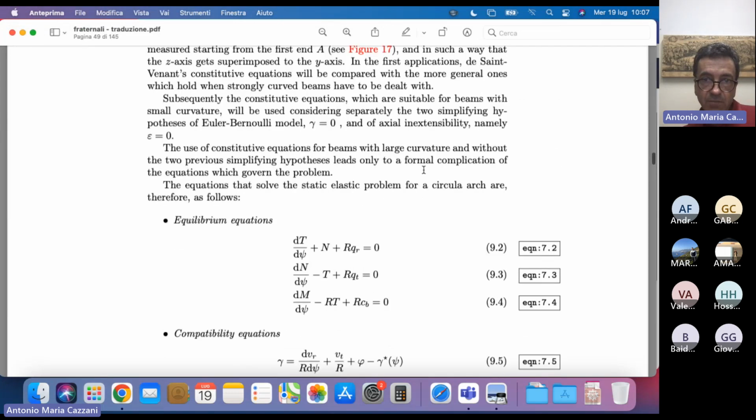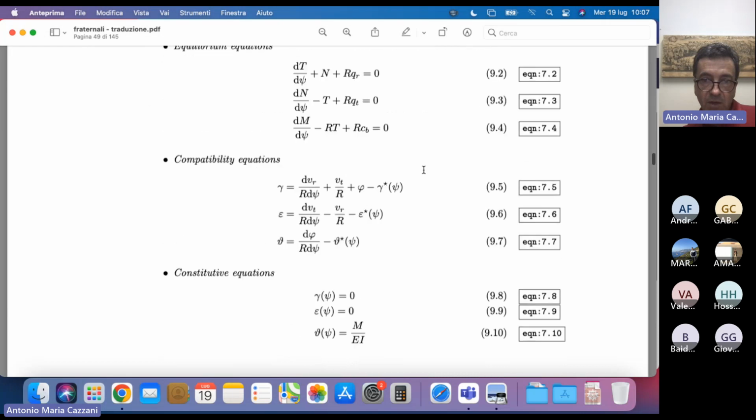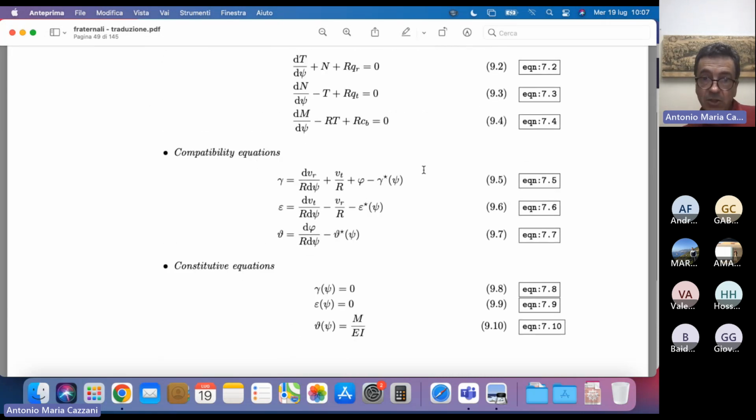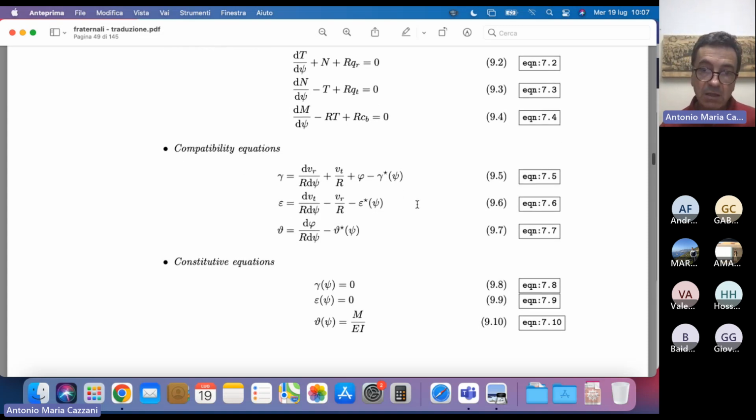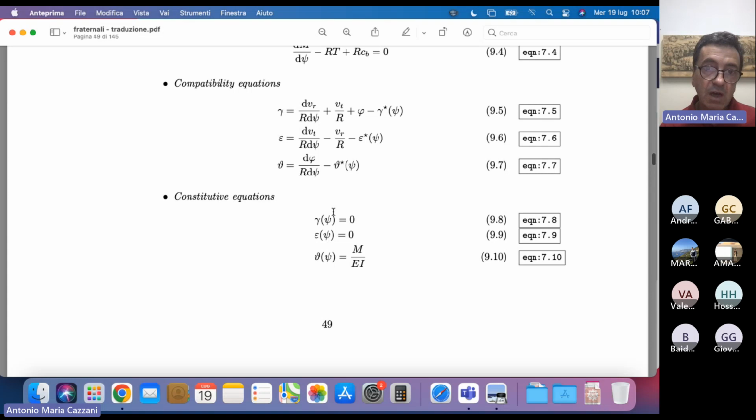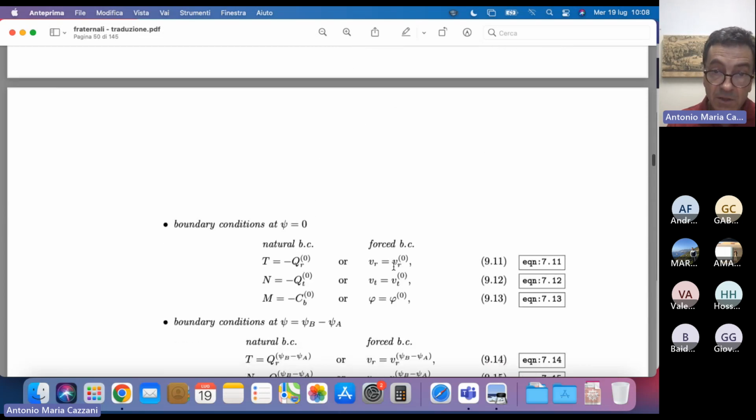Now, for arches, it is often assumed that they are not shear deformable, and that they are inextensible. In such case, the constitutive equation tells us that gamma must be equal to 0 and epsilon must be equal to 0. Instead, theta is related to the applied bending moment divided by the flexural stiffness.